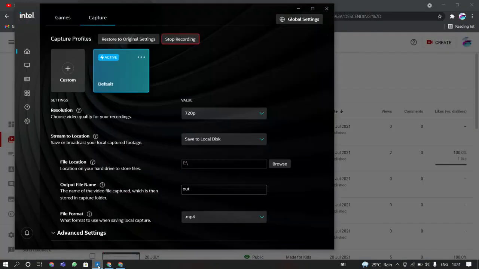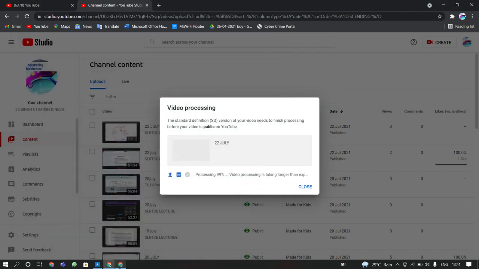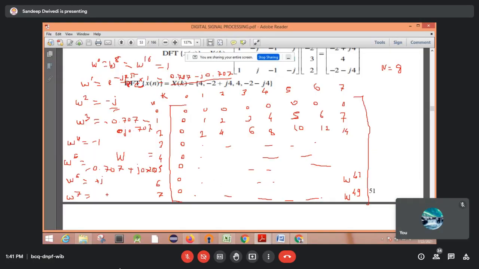Okay, so in your calculator you can do 1 by root 2 plus j 1 by root 2. That means 0.7071 plus j 0.707. Okay, this is W raised to power 7. Now its terms, whatever come, that is 7 plus 8 is 15, then 15 plus 8 is 23. So all will have the same value.